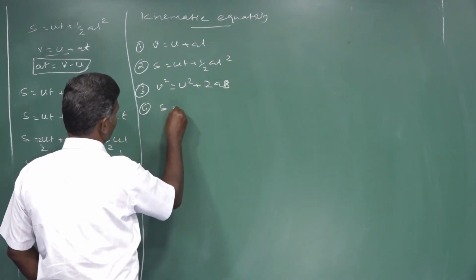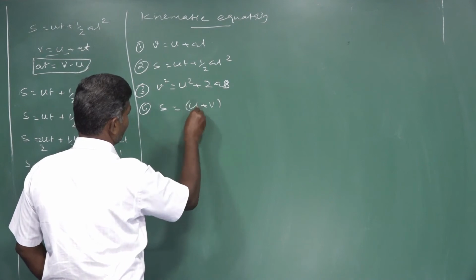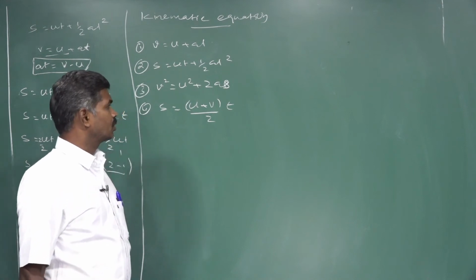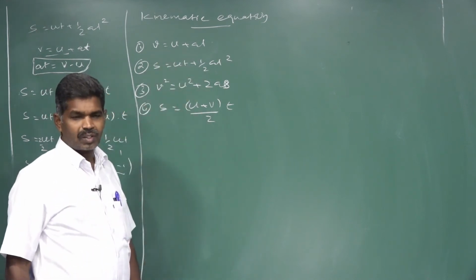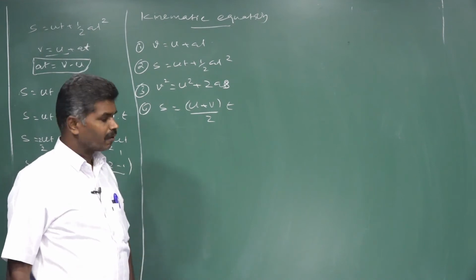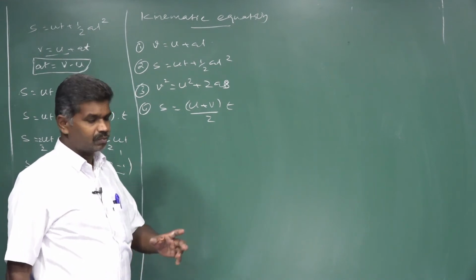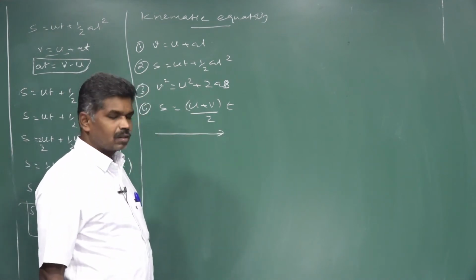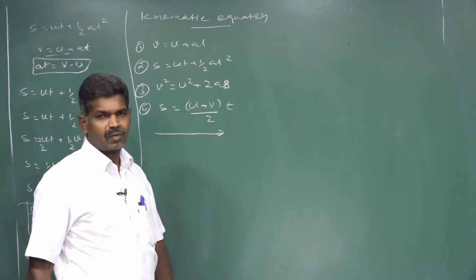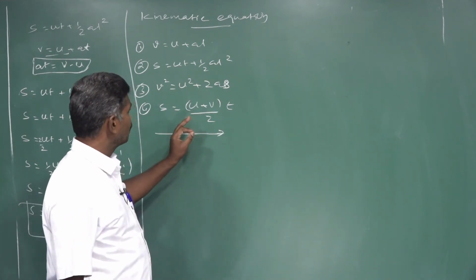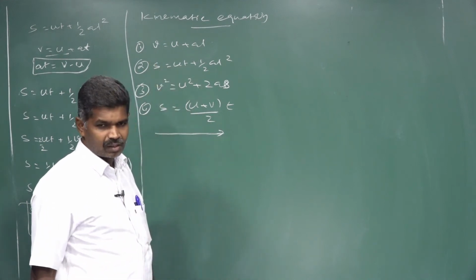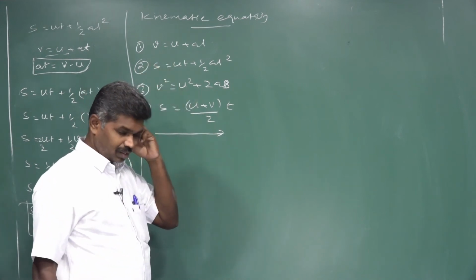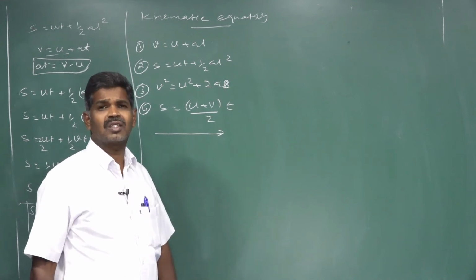Fourth equation is S is equal to (U plus V) divided by 2, into T. These 4 equations of motion are valid only for constant acceleration. If any object moves in a straight line with a constant rate of change of velocity, then only that acceleration is a constant acceleration. Where we have a constant acceleration, there only we can use these equations. Apart from that, we cannot use these equations.